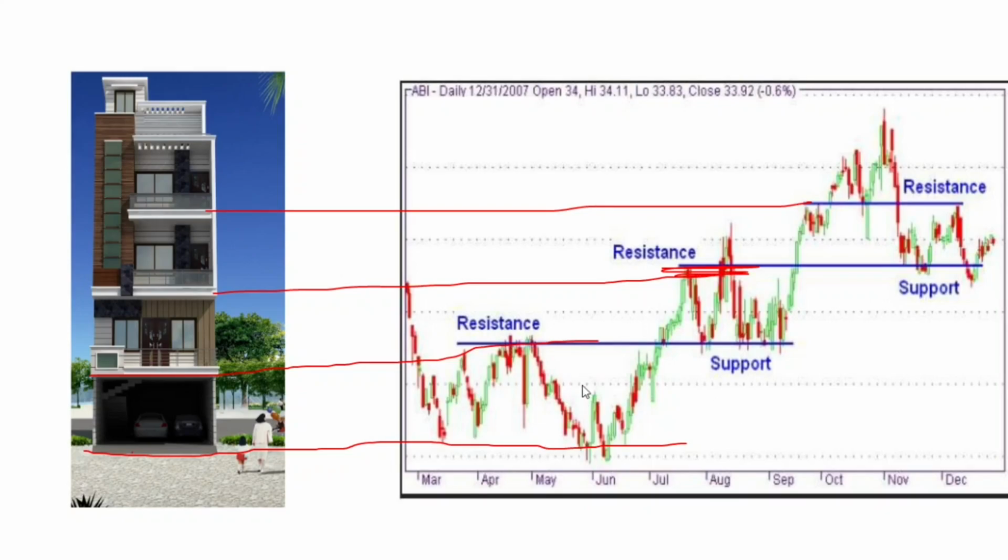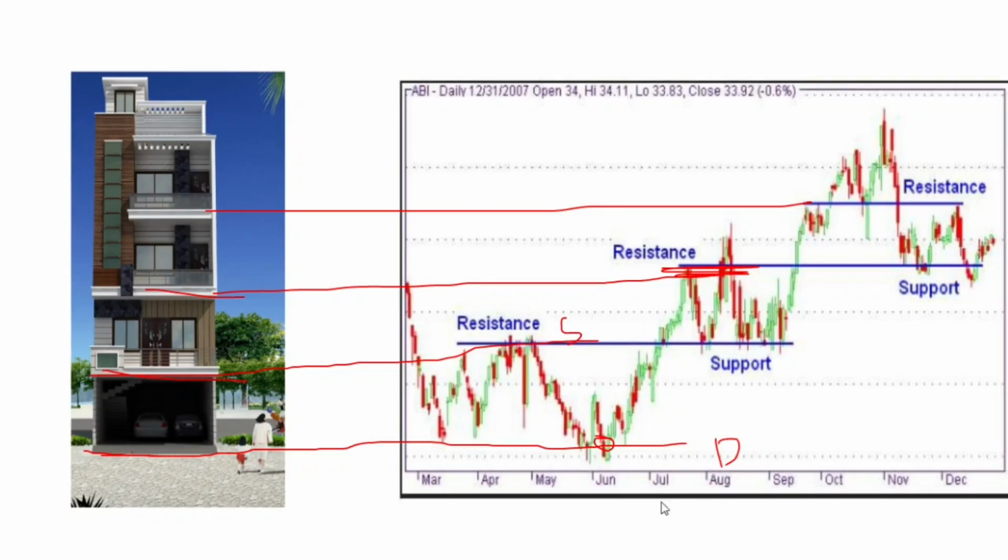Why are support and resistance formed in the chart? Because of buyers and sellers. This is the demand zone. Demand zone means there is high demand and people start buying, and this is the supply zone. Supply zone means people started selling here. So these are the demand and supply zones in the chart. Only two things can happen in the chart: demand and supply zones.